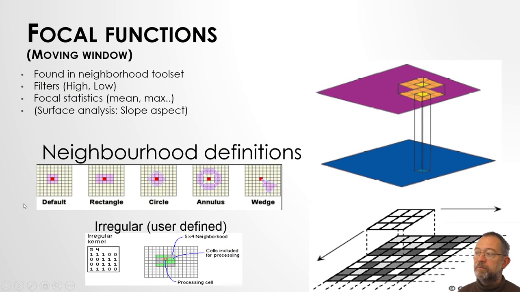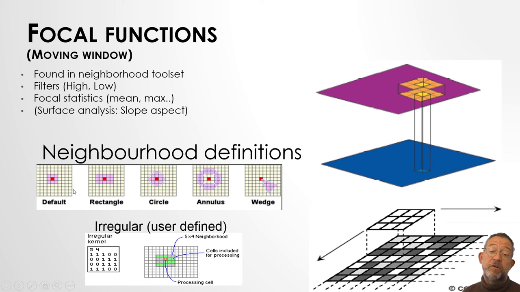Focal functions, or as they might also be called, moving windows, are called that because they have a window of analysis that moves across our raster layer. So it starts in a corner and then moves this window to the next focal cell and the next focal cell and the next focal cell. And then it does statistics within its neighborhood. It could, for instance, calculate the average. It could calculate the mean of the neighborhood, how many are present, counts, whatever.